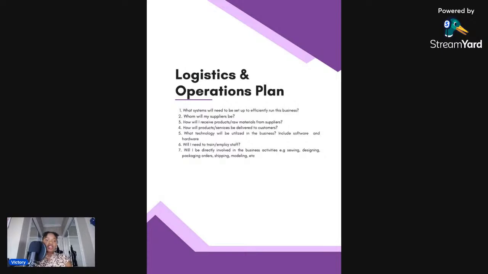Next thing you need to think about for logistics is, who are your suppliers going to be? Because we know in fashion, there are a lot of suppliers. There's a person supplying the fabric. Who are you getting your threads from? Your sewing equipment from? Who fixes your sewing machine if there's a problem? Who do you get patterns from? How do you get patterns made? Who are your suppliers? You need to be clear about that, or have an idea of where you go to have those things done. Next thing is, how will I receive products or raw materials from suppliers?